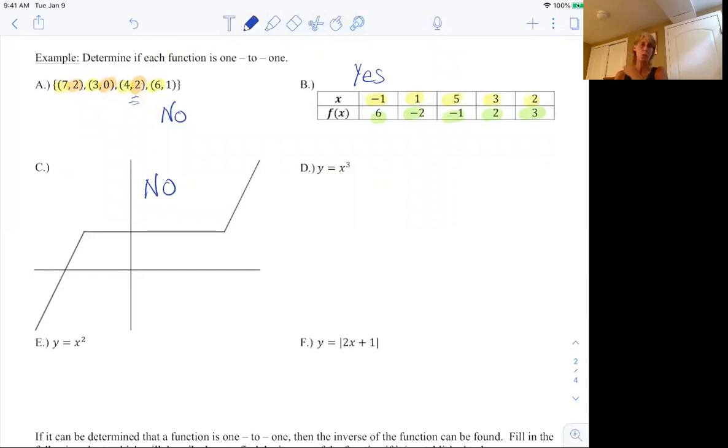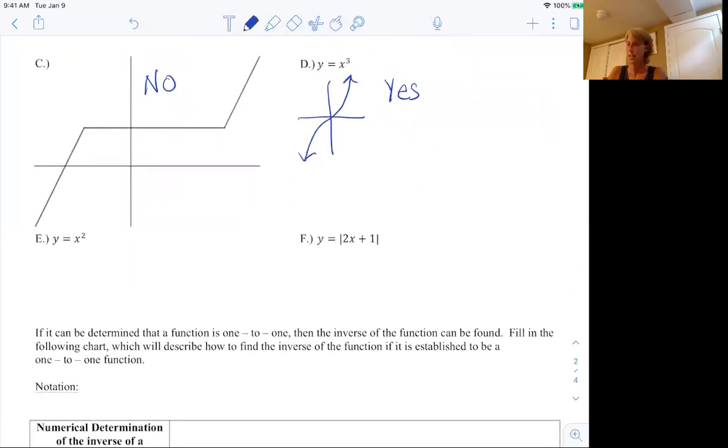Now x cubed. I don't have the graph in front of me, but we just studied the cubic function. So you should be able to picture it in your head, oh, maybe we didn't. Okay, so I would plug this in my calculator and take a look at it. If you get this picture, you see it passes the vertical line test and passes the horizontal line test. So yes, this function is one-to-one.